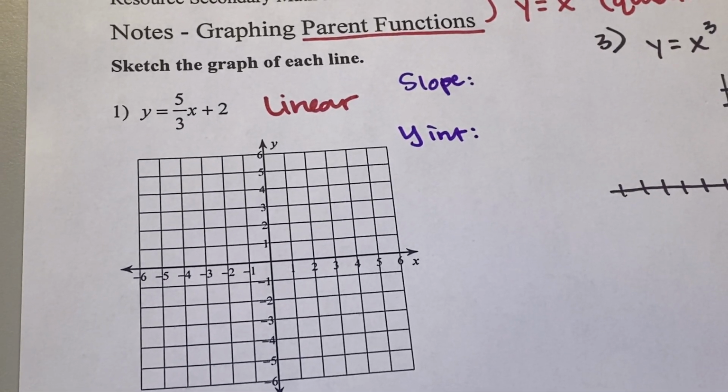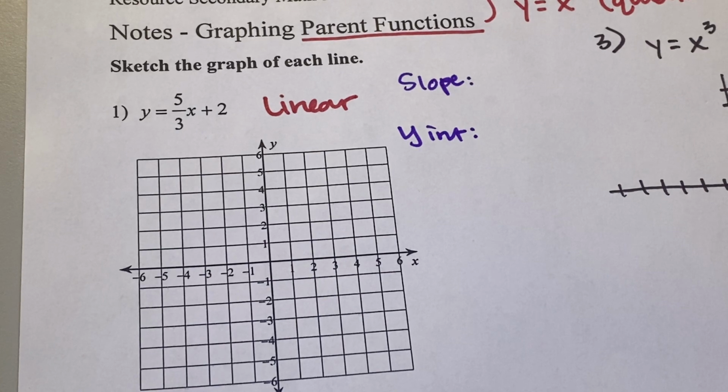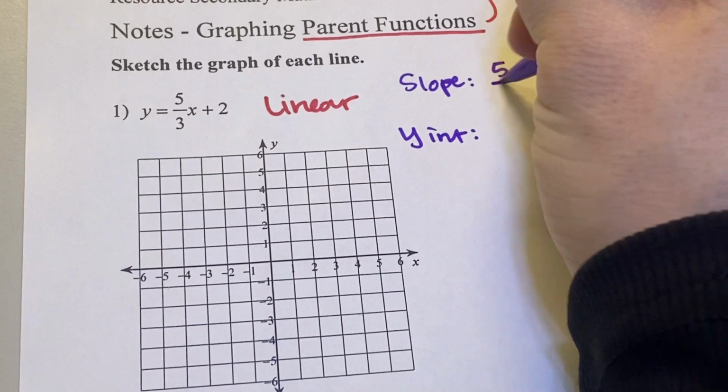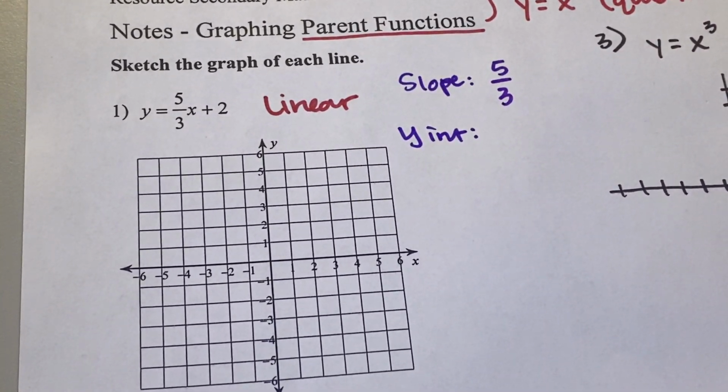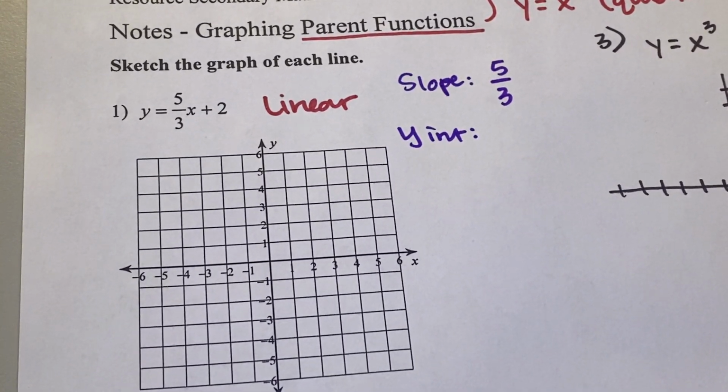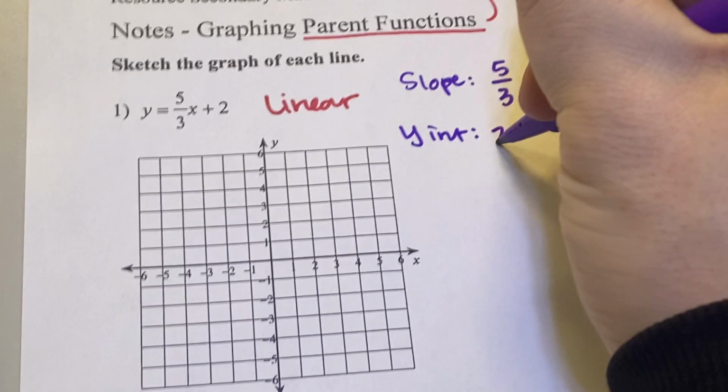Okay, so remember, my slope is always right in front of the x, whatever's attached to my x. So for this function, what is my slope here? What's right in front of my x? Gabe, I know you know it. I don't know. Yes, you do. What's right in front of my x? 5/3. Beautiful. That's my slope. Easy peasy. Okay, what's my y-intercept? What's the number that doesn't have an x attached? 2. Beautiful.